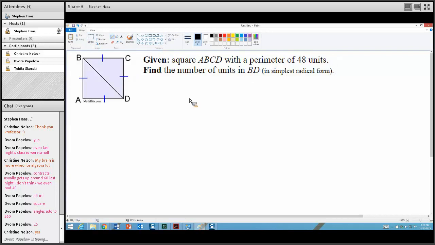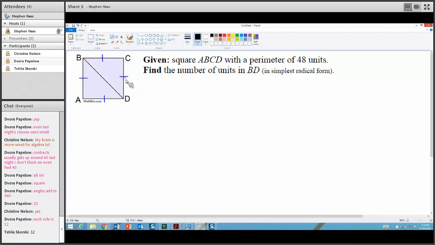Okay, how would we find this out? Well, first of all, if the perimeter is 48 units, how long does each side have to be? Each side has to be 12, exactly. It's a square, and so each side has to be 1/4 times the entire perimeter, which is 12.